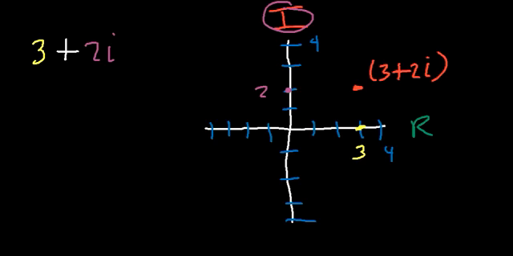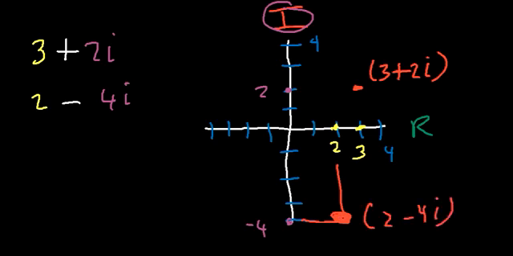So let's say we wish to plot 2 plus, actually not plus, but 2 minus 4i. Where would you plot it? So 2 is right here on the real axis, and negative 4i is down here. So those 2 points intersect at this point here. So that's 2, negative 4i.